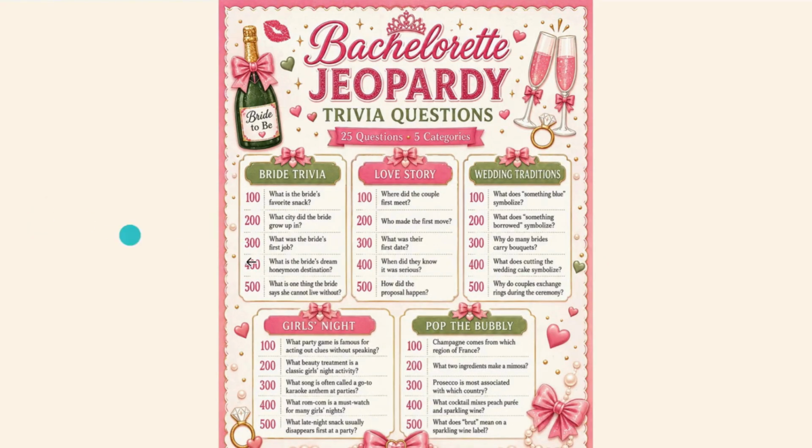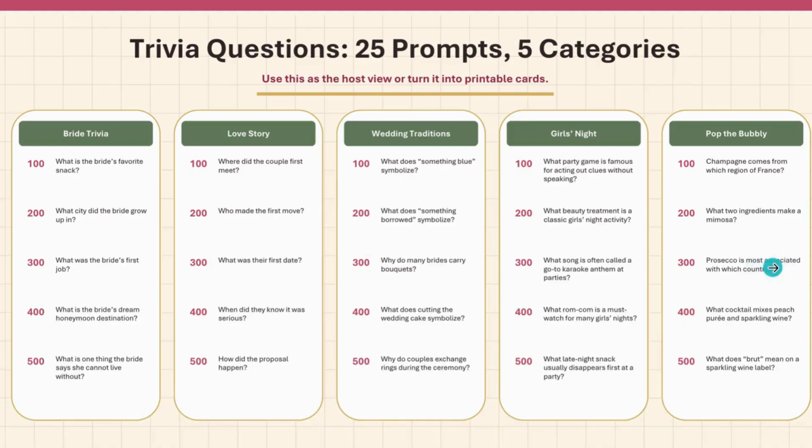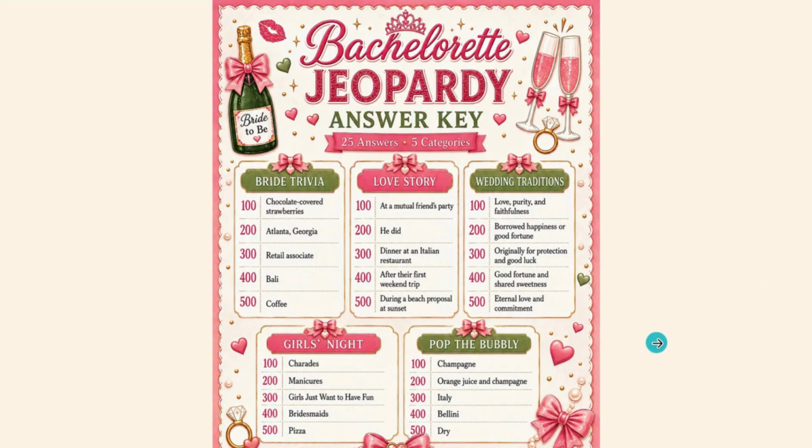Oh, so brut means dry. I didn't know that. So here's the answer key. You would also deliver them the answer key. Chocolate covered strawberries, Atlanta, Georgia. Girls just want to have fun. Orange juice and champagne is what's in a mimosa, and brut means dry. So that's the answer key that you can offer them.